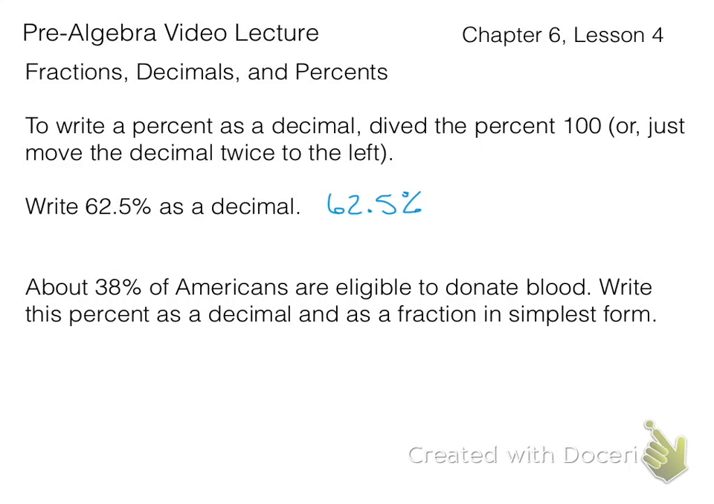All right, so to write a percent as a decimal, divide the percent by 100, or just move the decimal 2 places to the left. So if we have 62.5% and we're going to write it as a decimal, we're going to move the decimal place over 2 places and get 0.625, which is the same as 62.5%.